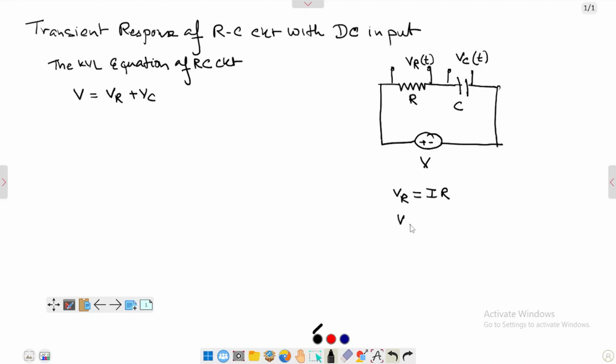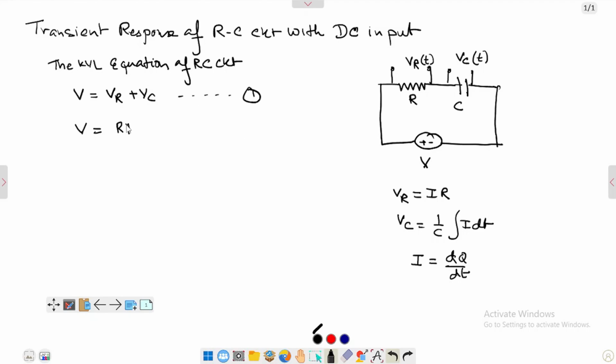And what is my VC? We all know that the voltage across capacitor is 1 by C integration I dt. And I can write down what is my I. Actually, my I is nothing else but dq by dt, the rate of change of charge. I will not take the minus sign here. I will take the full magnitude of the current. And so I can write down V here. And so this is my equation number 1.